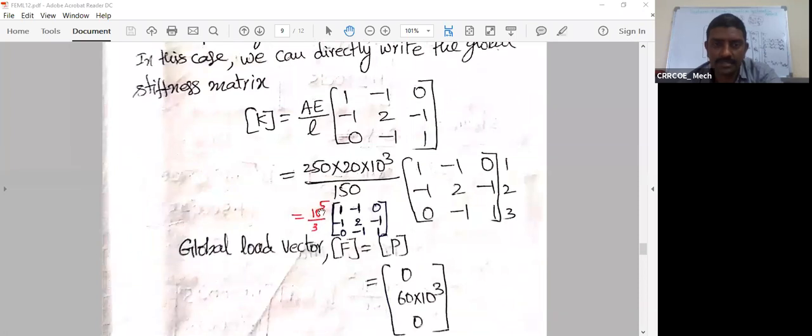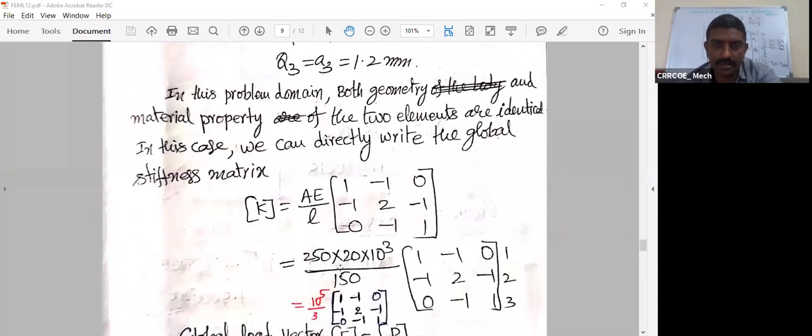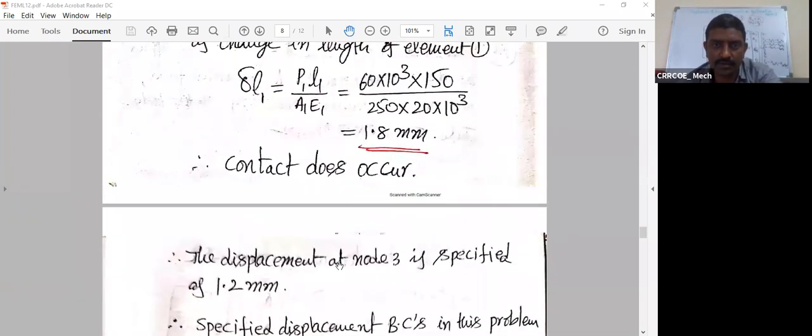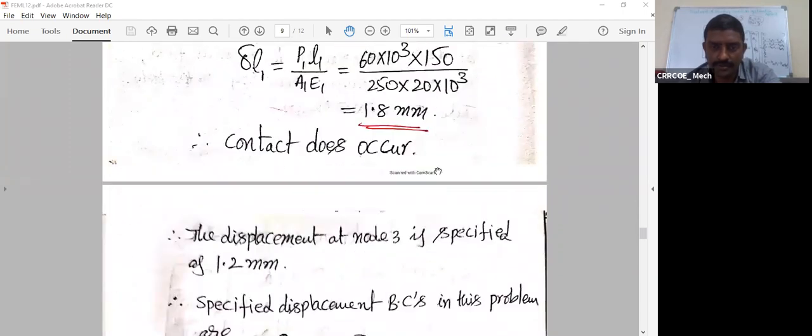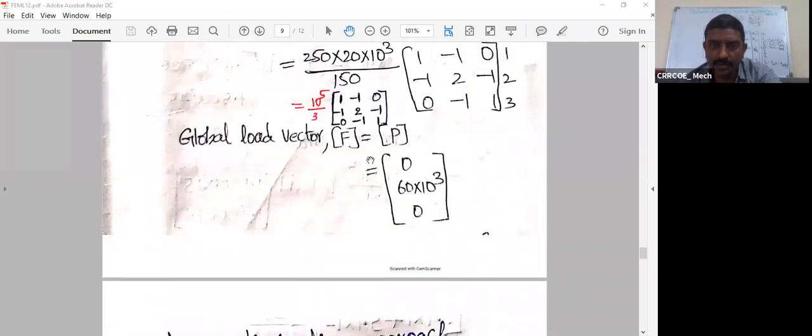So therefore the global stiffness matrix is 10 power 5 by 3 times [1, -1, 0; -1, 2, -1; 0, -1, 1]. Now the global load vector. In this problem also, the structure is subjected to only a point load at the middle cross section at node 2. So the global load vector is equal to the global point load vector: 0, 60 into 10 cube, 0.